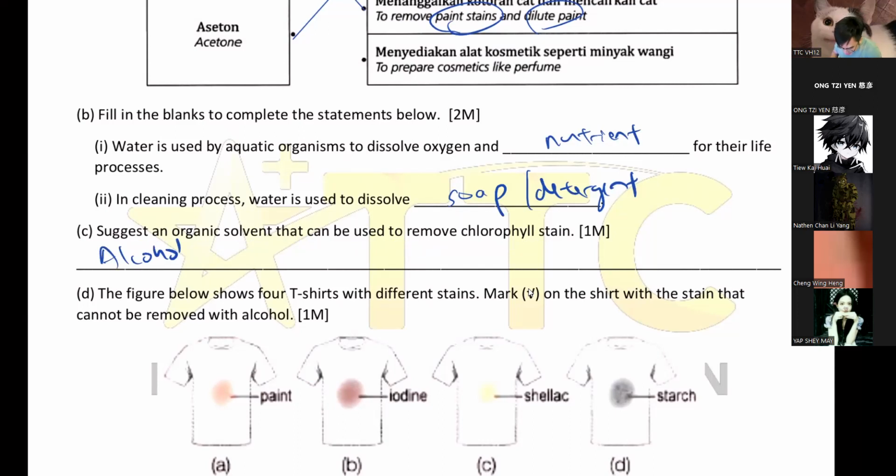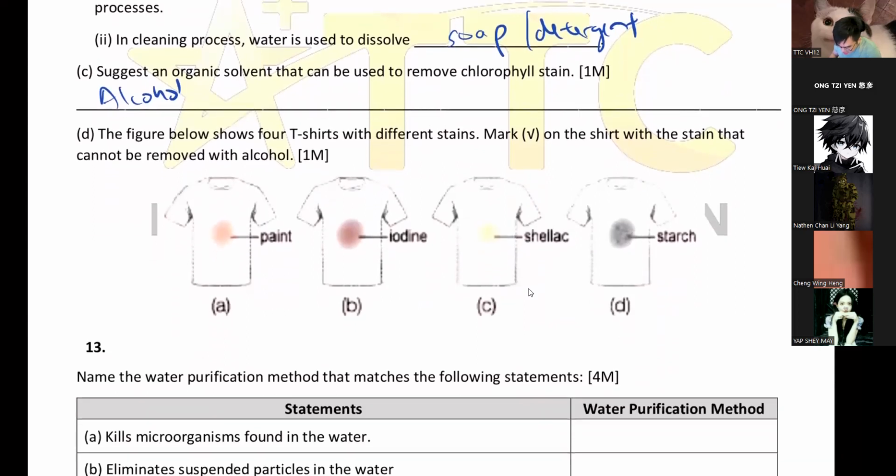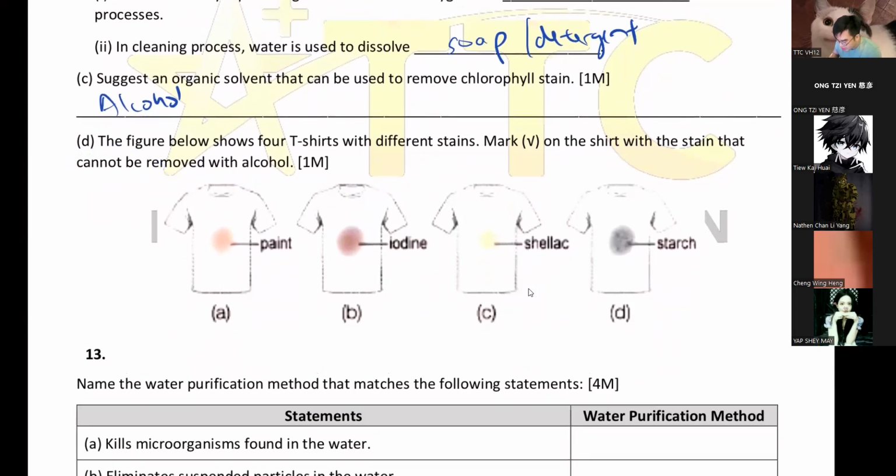Okay. Anyway, so 4 t-shirts with different stains, marked with the stain that cannot be removed with alcohol. Can you remove it? Okay, what can be removed with alcohol? Confirm is iodine, because iodine is your 黄药水, the thing that is dissolved in alcohol.